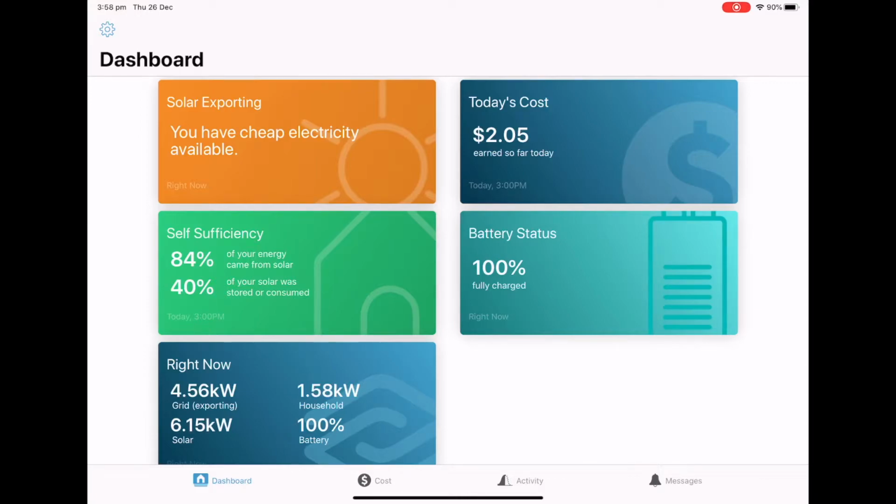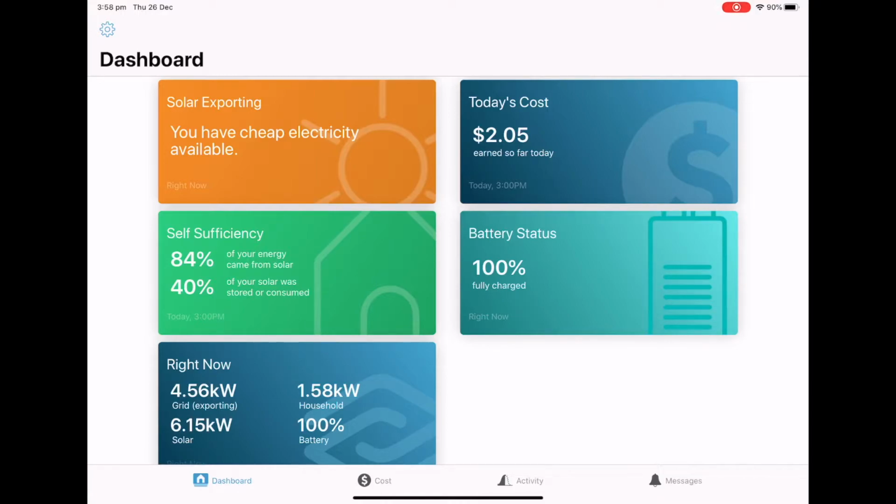So basically let's jump into the app here. So at the moment it's been a good day today. Actually we've had a lot of sun, which is good, because December this month has been pretty bad. It's been a lot of smoke in the sky and really overcast. So basically at the moment the dashboard is saying I'm exporting power, so I should be using it if I've got somebody to use it with.